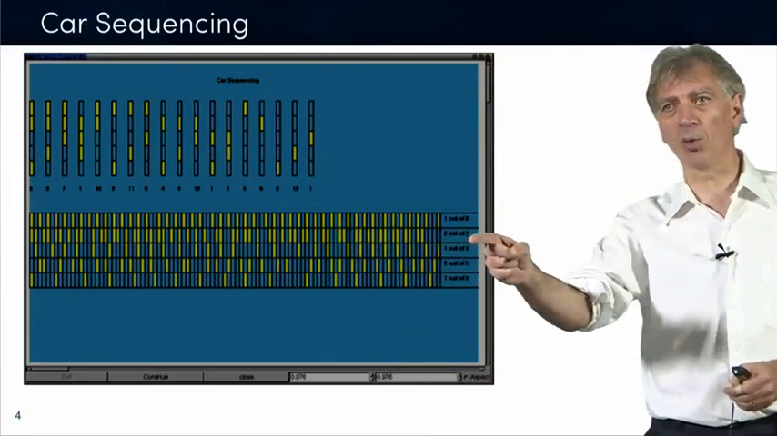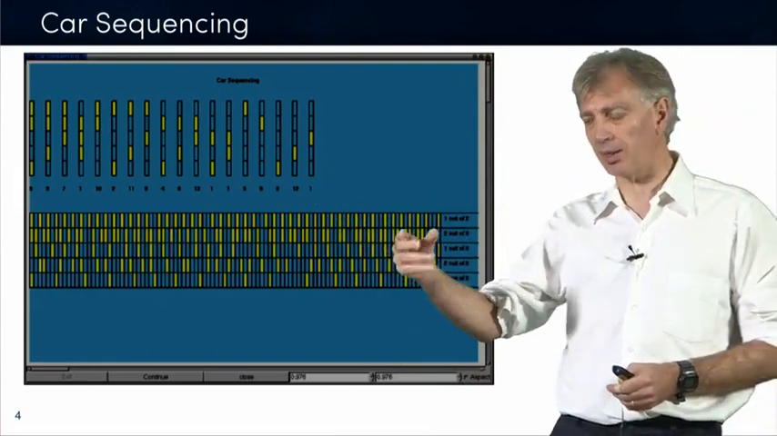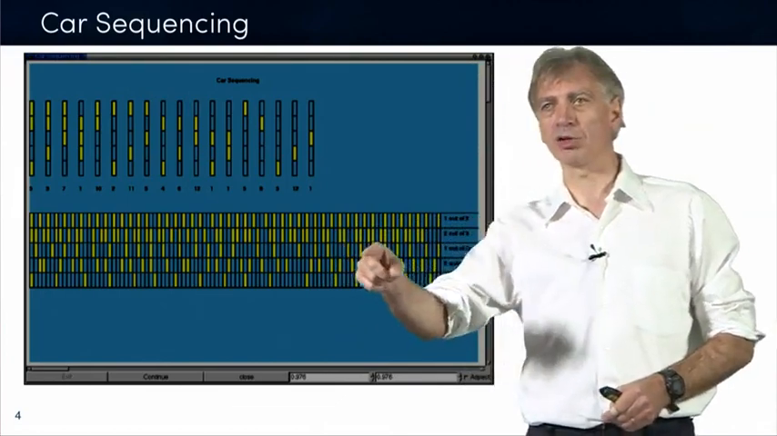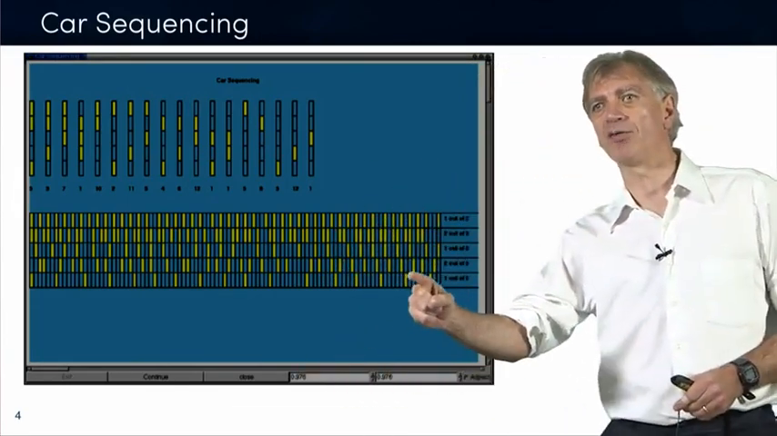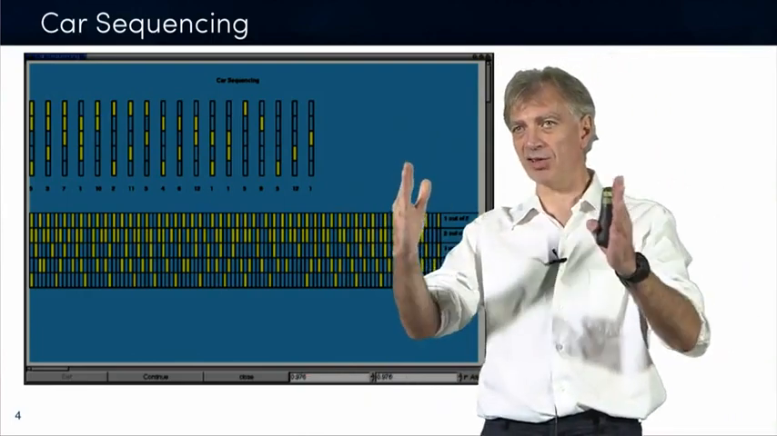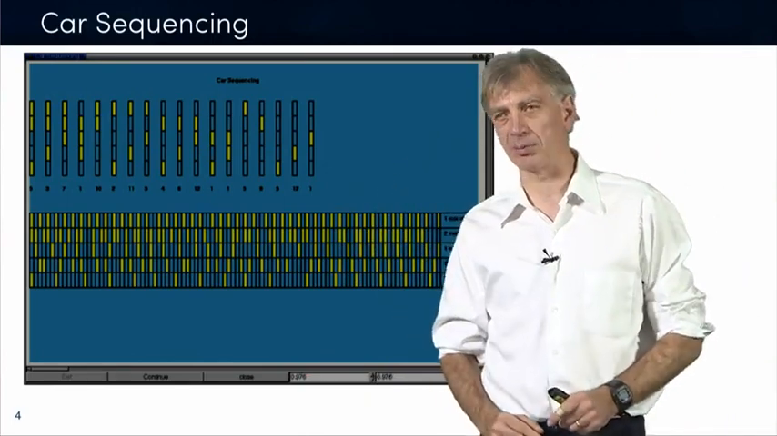The next one is 1 out of 3. That means out of 3 successive cars, well, it's actually 2 out of 3. Out of 3 successive cars, at most 2 can take the option. And the last one is 1 out of 5. So if you take 5 successive slots, at most 1 car can actually be scheduled there.